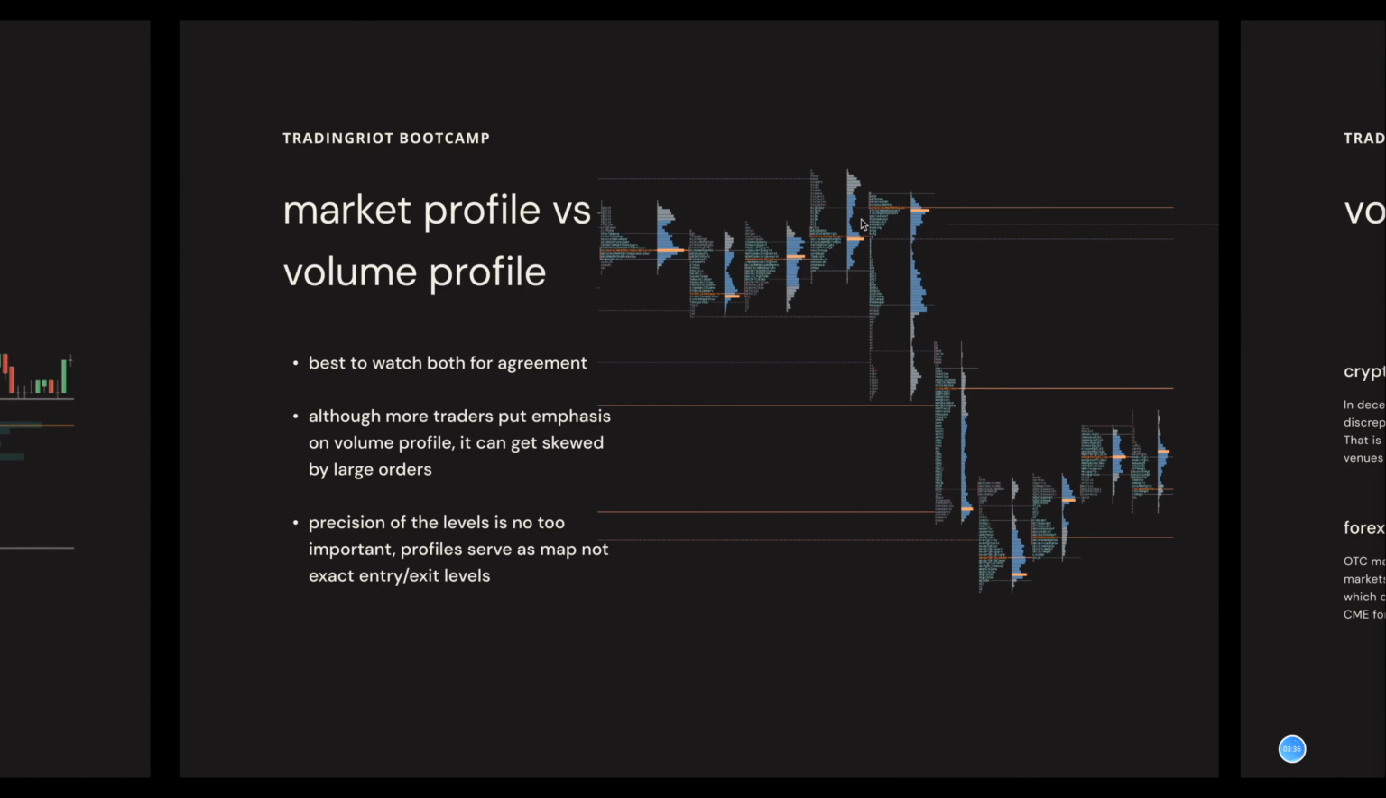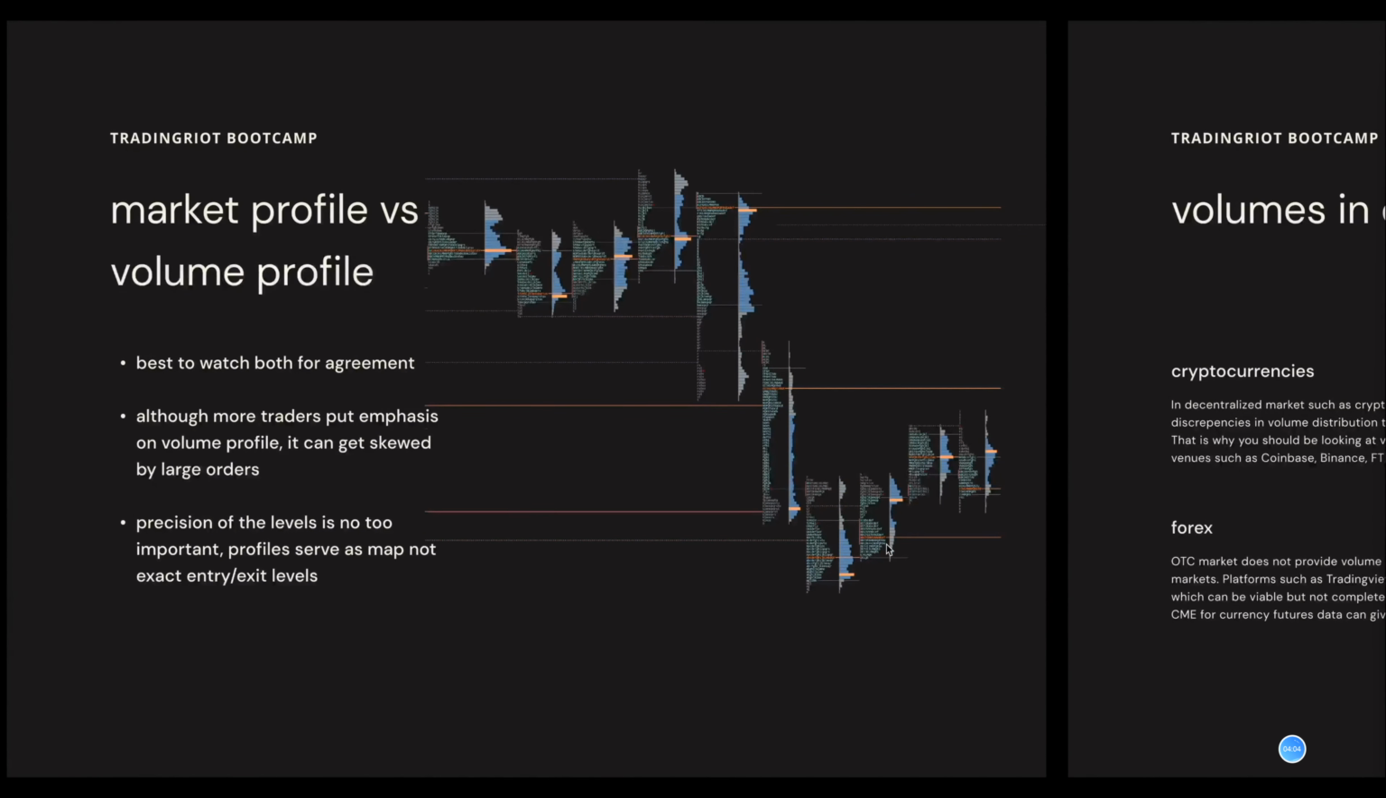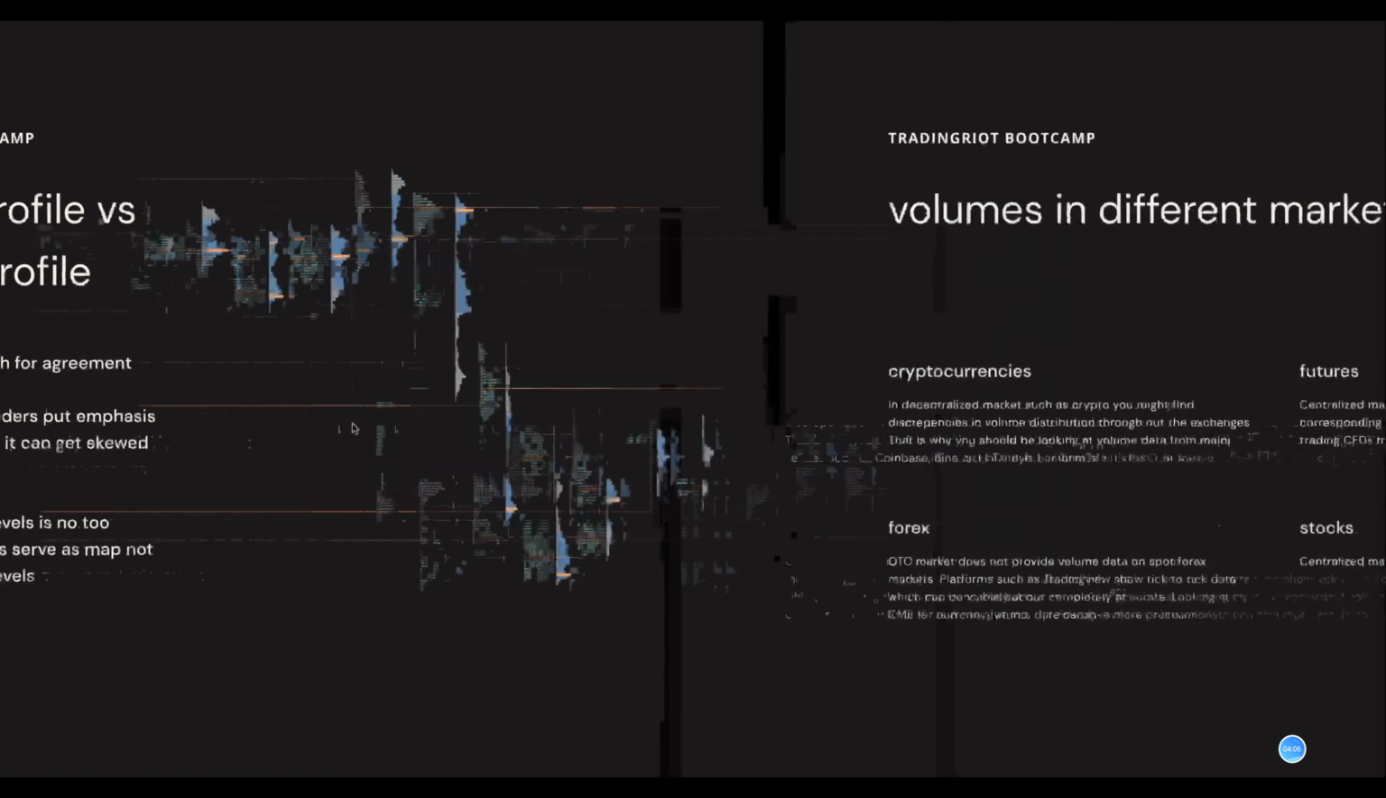That's not a good thing, right? Because the main volume distribution, which is the key, was happening down here. So this is the issue with the volume profile. But overall, I like to watch the volume profile as well. You just need to be aware of these things, and the best value areas are where the volume and time agree with each other. The precision is not too important. Anyway, this is just a map for your trading rather than for entries and exits.